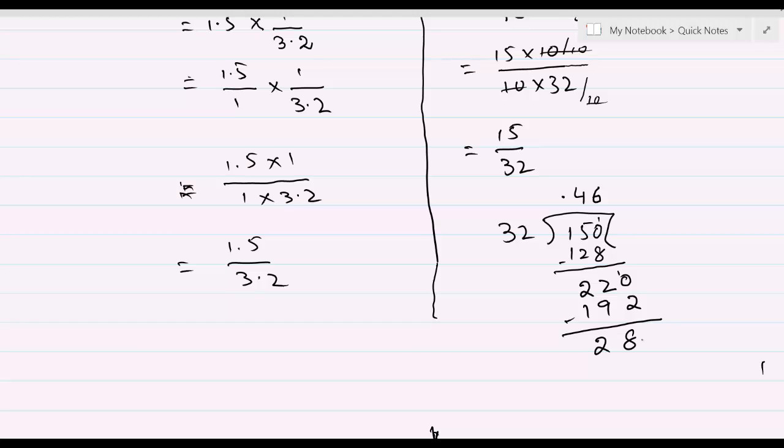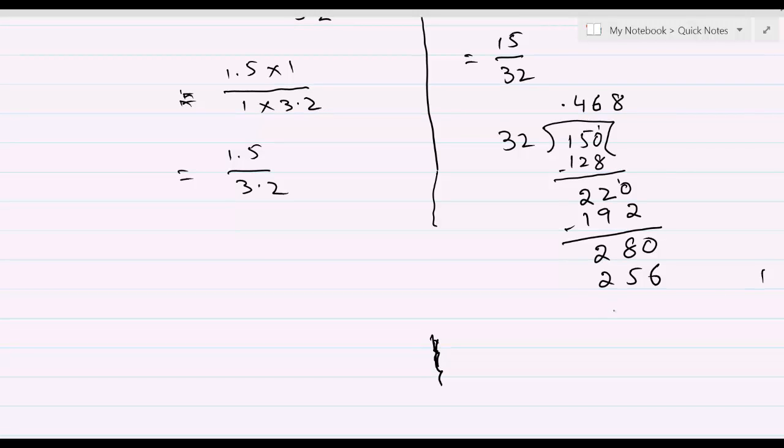And again, we don't have any number to bring down, we add one more 0, and we read the table of 32 up to 280. So this time we can go up to 8. 32 times 8 is going to be 256. We cannot go over, so that's why we stop there. And take away 256 from 280, and that will give us 10 take away 6 will be 4, and 7 take away 5 will be 2.